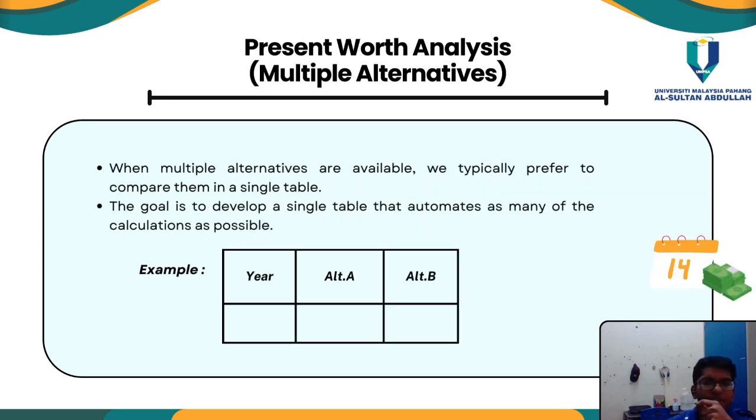Last but not least, we have multiple alternatives, where when multiple alternatives are available, we typically compare them in a single table, as you can see based on the example. The goal is to determine a single table that automates as many calculations as possible. With that being said, that is the typical analysis done for the present worth analysis.